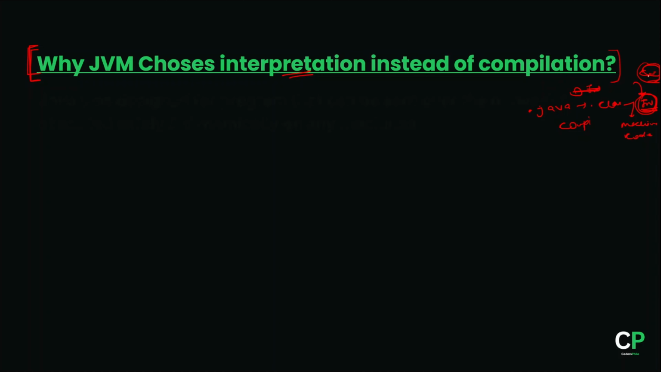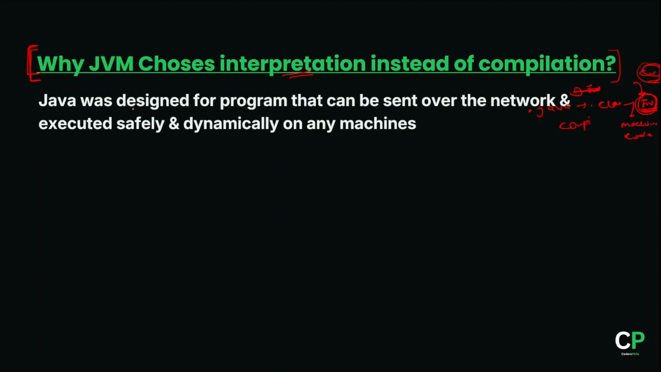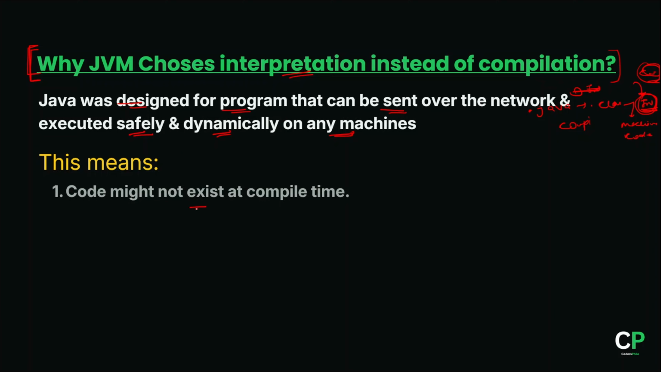Let's see. Java was historically designed for programs that can be sent over the network and executed safely and dynamically on any machine. This means that code might not exist at compile time.